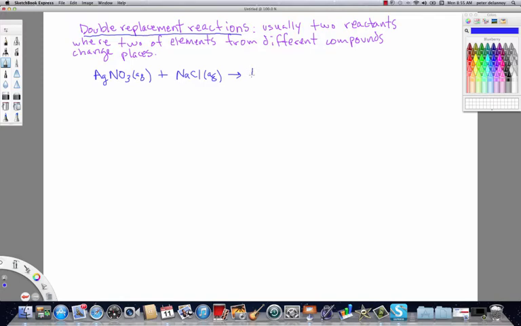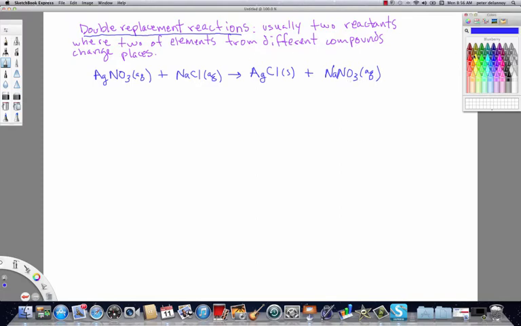The product that we're going to produce here is silver chloride, which is a solid, a precipitate. And a second product, which is going to be sodium nitrate, which is aqueous. So it's in the form of dissolved ions.